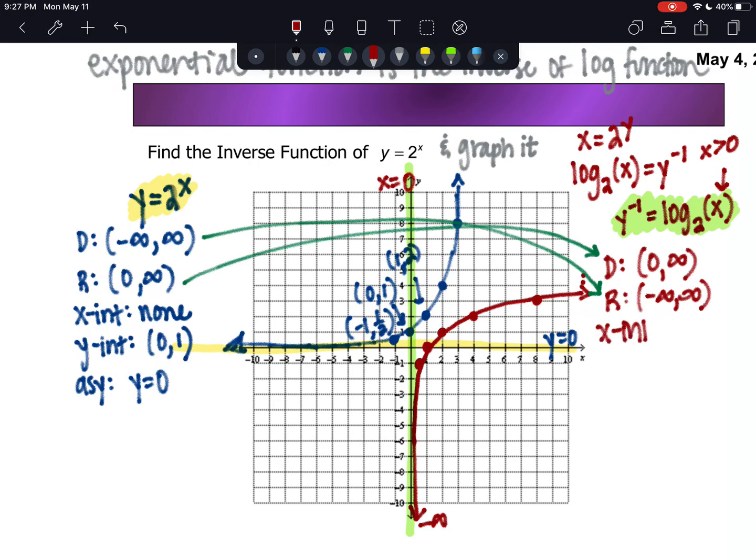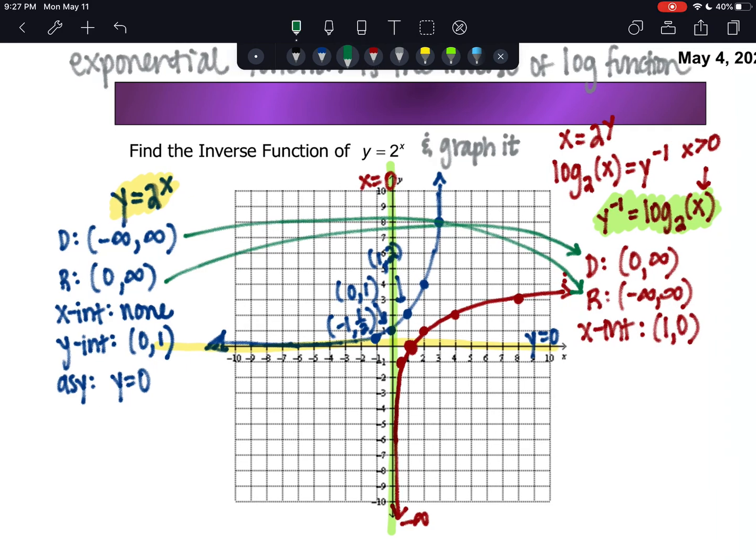The x-intercept, you can see, now exists. It's 1 comma 0, which makes sense because 0 comma 1, when you flip your ordered pair, you get 1, 0. I'm going to erase that now because I don't want to keep that in my notes because you might look back at that and get confused. Y-intercept is none. And the asymptote, instead of y equals 0, is x equals 0. It's a vertical asymptote, so this is vertical.